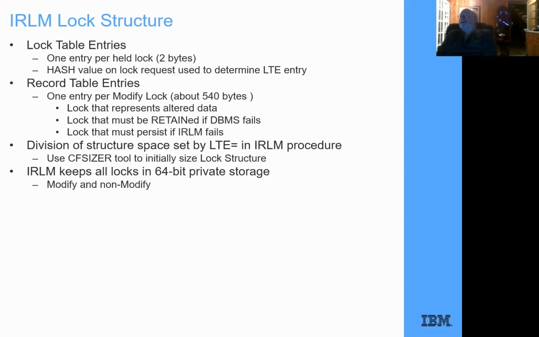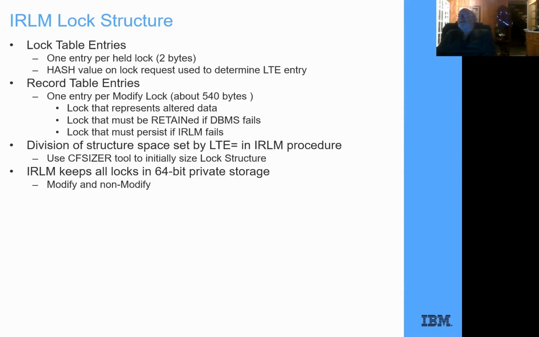The division of space within the structure is set by the LTE equal parameter on the IRLM procedure. And that partitions the lock structure into lock table entries and record table entries. We recommend that you use the online CF sizer tool to initially size the lock structure. And each IRLM keeps its own locks in 64-bit private storage. So every lock that an IRLM requested, even if it's a modify lock or a lock that's going to end up in the coupling facility structure, is also held in its 64-bit storage.